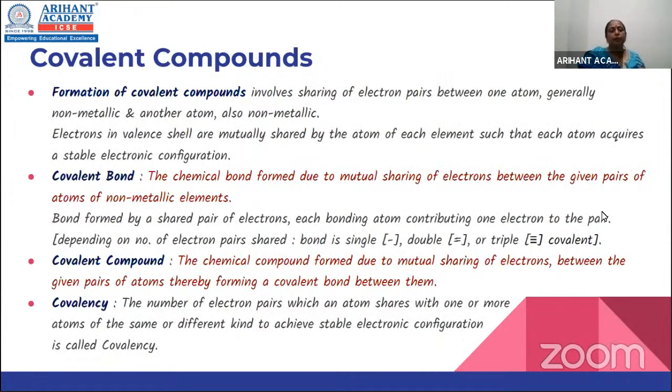Let's go to covalent compounds. Now, as I told you, this is a chemical bond formed due to mutual sharing of electrons between the given pairs of atoms of non-metallic elements. So we don't have a metal for a covalent bond. There is no electron donor.